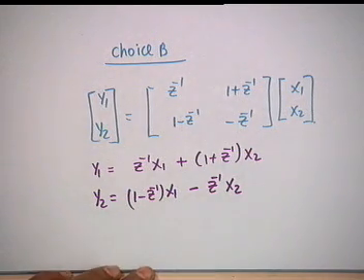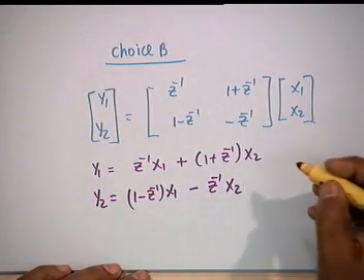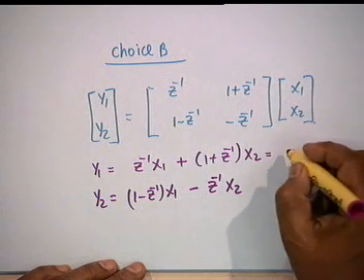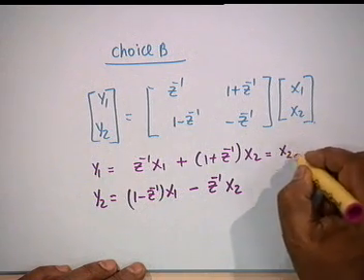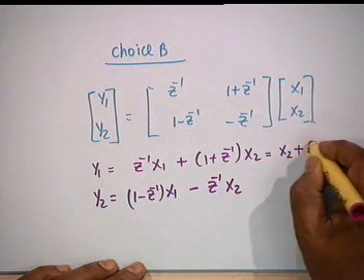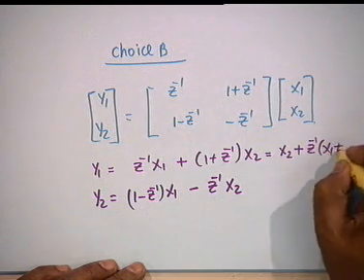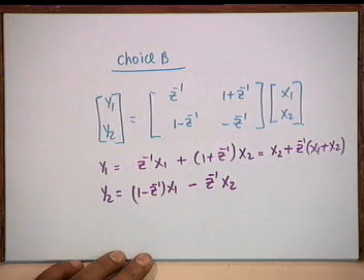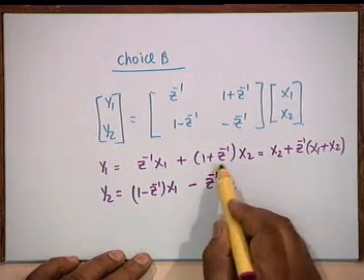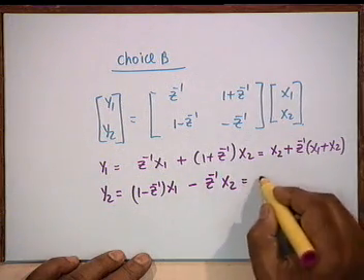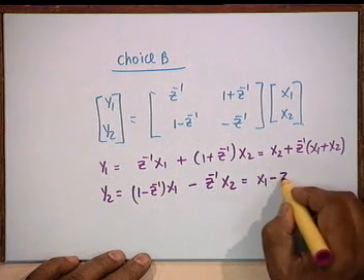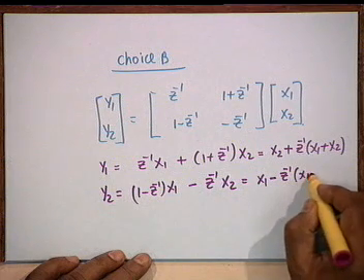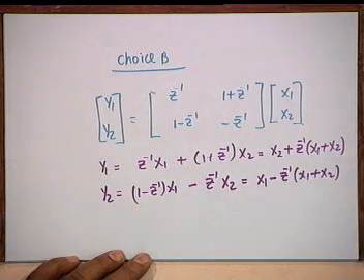And if you notice carefully, if you look at it through an observer's eyes, you notice that I can write this as x2 plus z inverse (x1 plus x2). Agreed? We can write this as x2 plus z inverse, and this as x1 minus z inverse (x1 plus x2). Agreed?